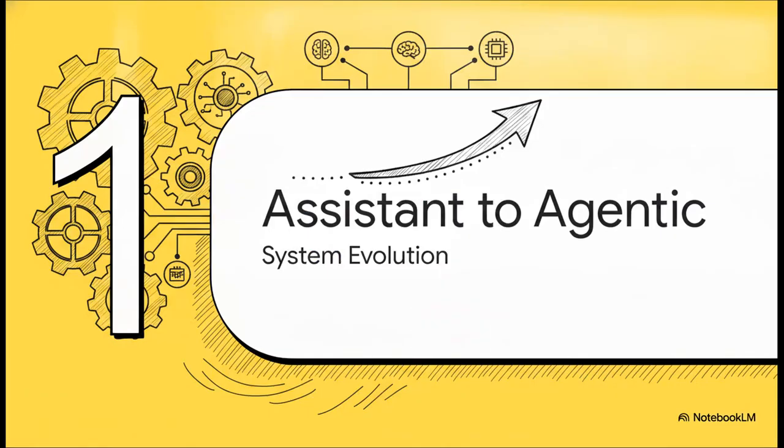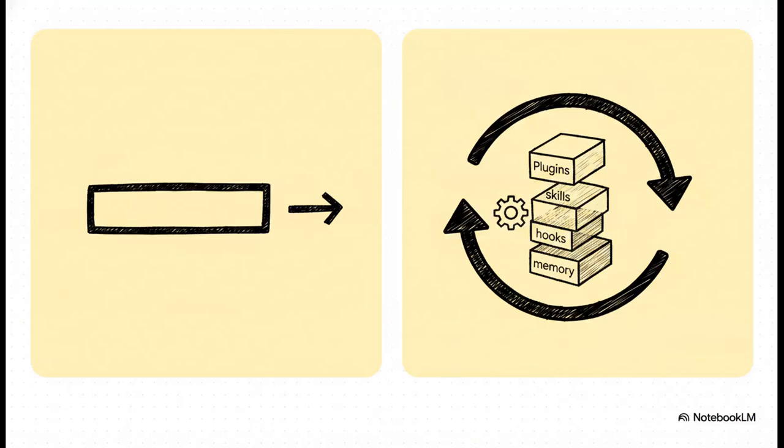Section 1, from assistant to agentic system. To really wrap our heads around the 2026 version of Claude Code, we've got to completely upgrade our mental model of what the software is actually doing under the hood. Seriously, if you're still treating Claude Code as just a basic terminal chat prompt, you are completely missing out on the engine that drives the whole thing.